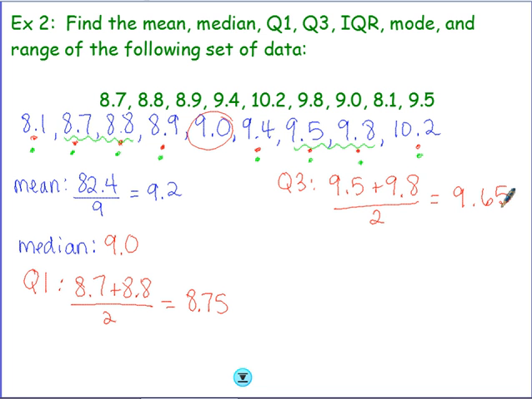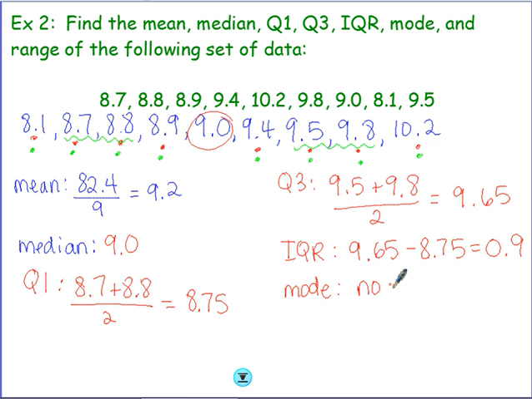So then, we have to find the IQR. We're going to take the higher Q, which is 9.65, subtract the lower Q, which is 8.75, and you should get 0.9. Then we have to find the mode. If you look through this list, there is not a single data value that occurs more than one time. So this is considered to have no mode.